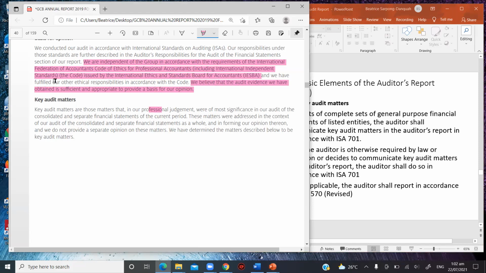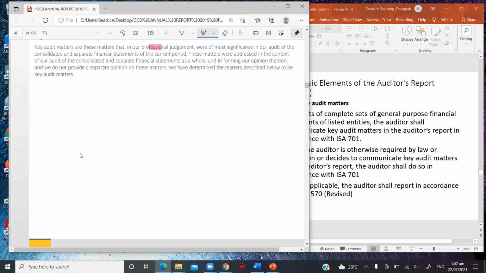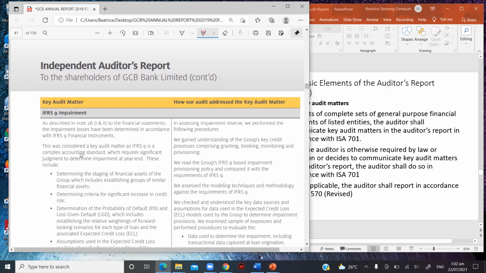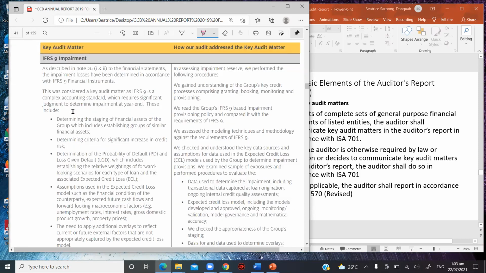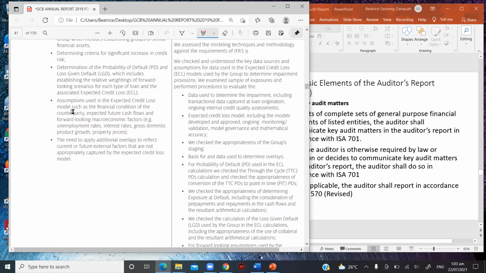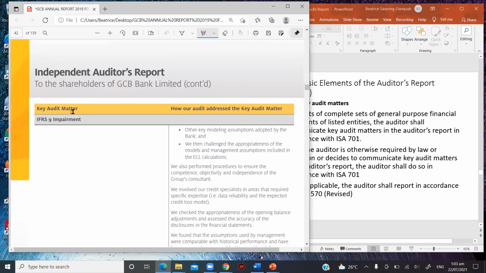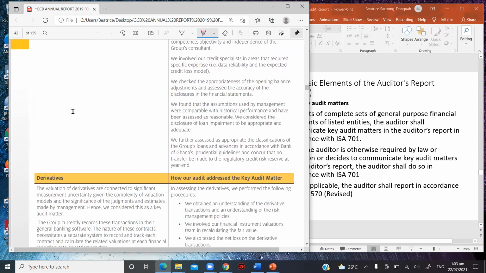So here you realize that GCB Bank has indicated the most significant matters that came to the attention of the auditor during the audit. They want to bring it to the attention of management, usually to the attention of shareholders. Usually they give details of this key audit matter. So let's go down. You see key audit matters, IFRS 9 impairment. They came across some issues as far as the treatment of impairment is concerned. They want to bring it to the attention of the shareholders or the members to help them in taking their decisions. So you realize that on impairment, they have a lot of issues.